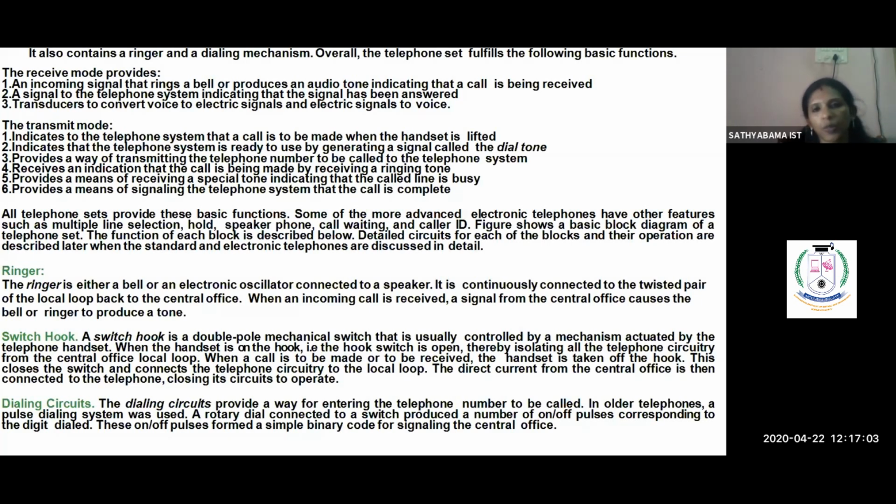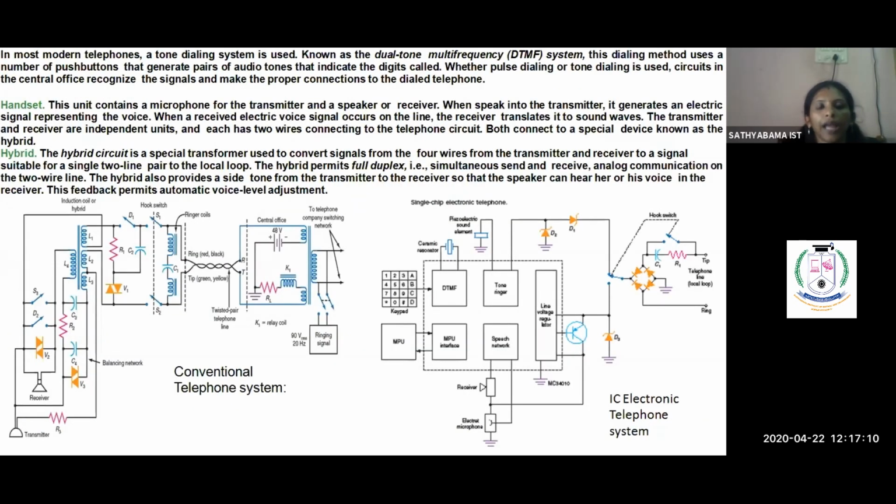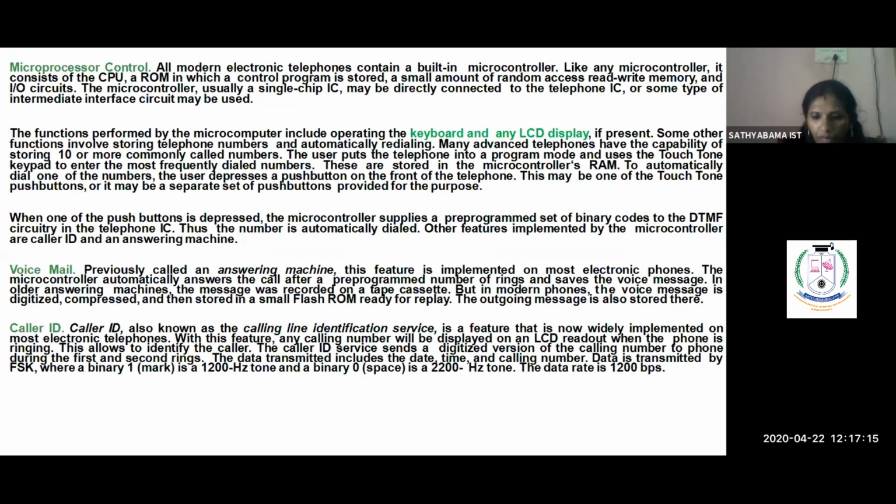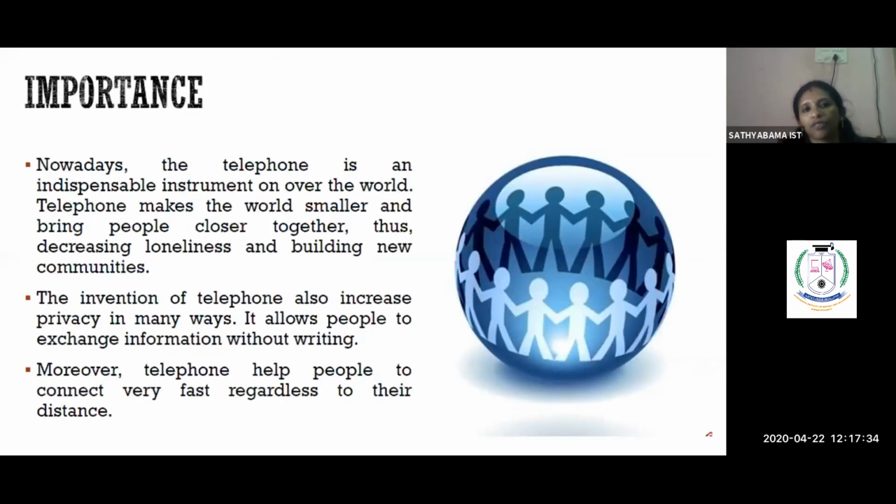This explanation has already been seen: what is a ringer, what is a switch hook, and what is a dialing circuit. And again, we have seen the handset and the hybrid. Everything here is operated by a built-in microcontroller. The entire microcontroller and microprocessor working we will see in the next semester. Every system has a small microcontroller unit, and the same process takes place in your telephone. The telephone is an indispensable instrument all over the world.